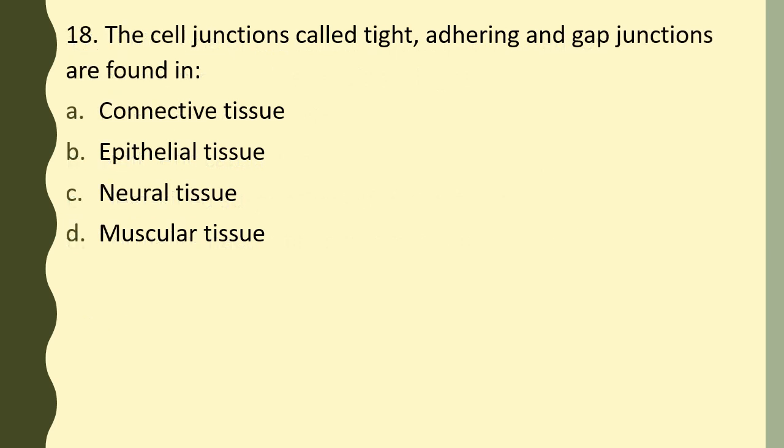Question number 18. Cell junctions called as tight, adhering and gap junctions are found in connective tissue, epithelial tissue, neural tissue or muscular tissue. Correct answer is option B, that is epithelial tissue.